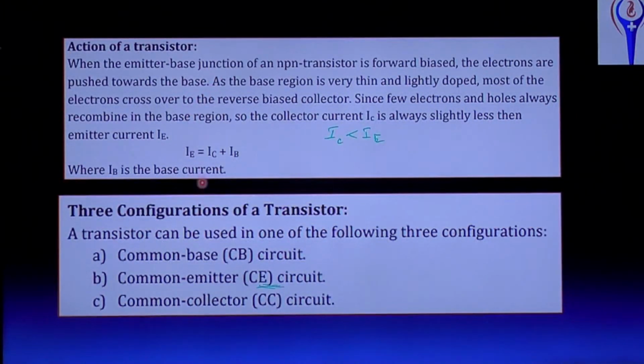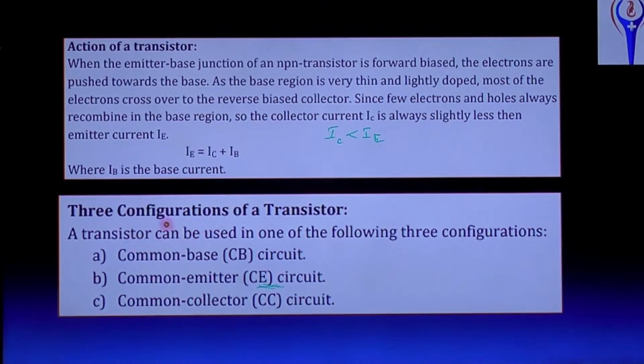Action of a transistor. When the emitter base junction of an NPN transistor is forward biased, electrons are pushed towards the base. As the base region is very thin and lightly doped, most of the electrons cross over to the collector, which is at reverse bias voltage. Since a few electrons and holes always recombine in the base region, IE equals IC plus IB. Here IB is the base current, IE is the emitter current, and IC is the collector current.